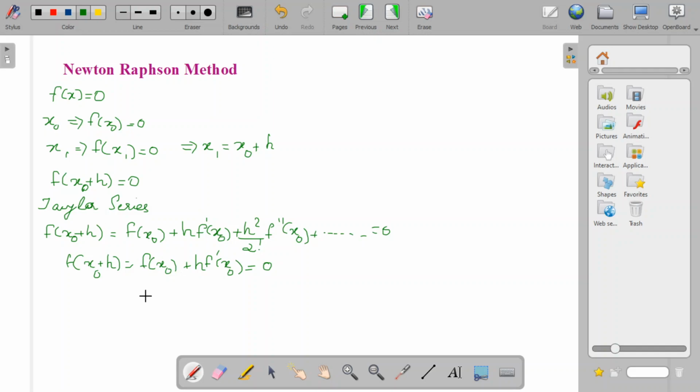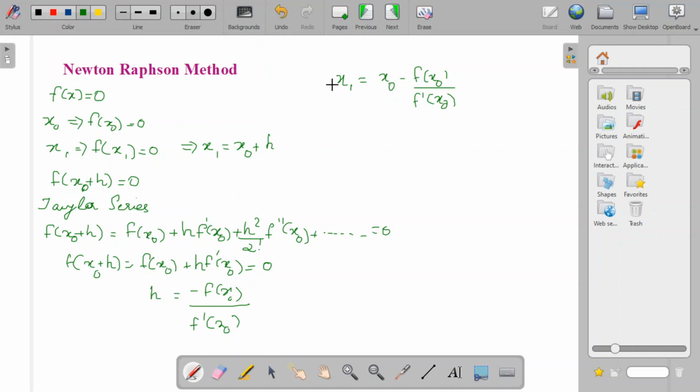Now I can find out what h is. H is equal to minus f of x0 divided by f prime x0. Then what is x1? Since I have found h, x1 is now equal to x0 minus f of x0 divided by f prime x0.